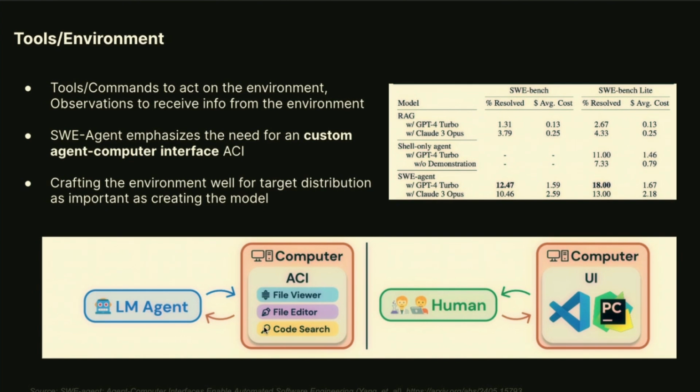And you can see that table on the right. That basically shows that if you just have an LLM with RAG, or an LLM with just access to a shell, that actually has subpar performance compared to SWE-agent, where the key thing they're trying to demonstrate here is that they have an ACI.